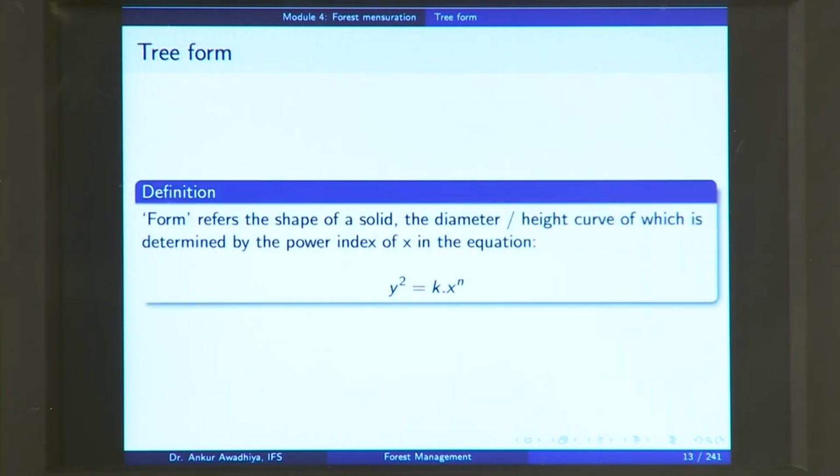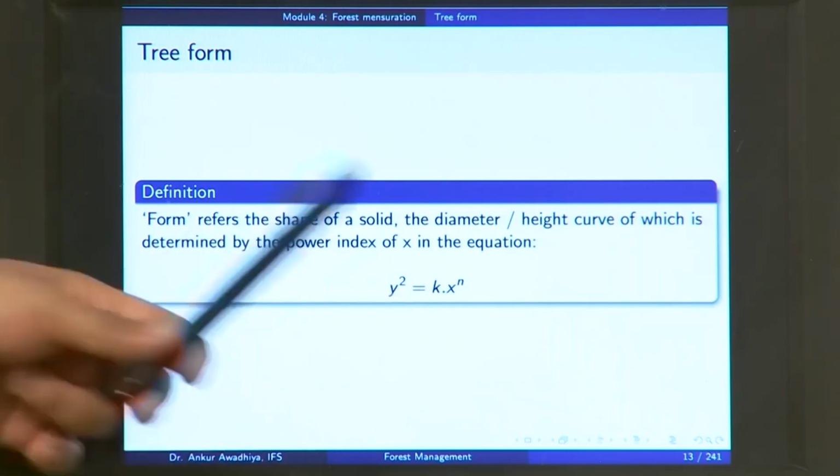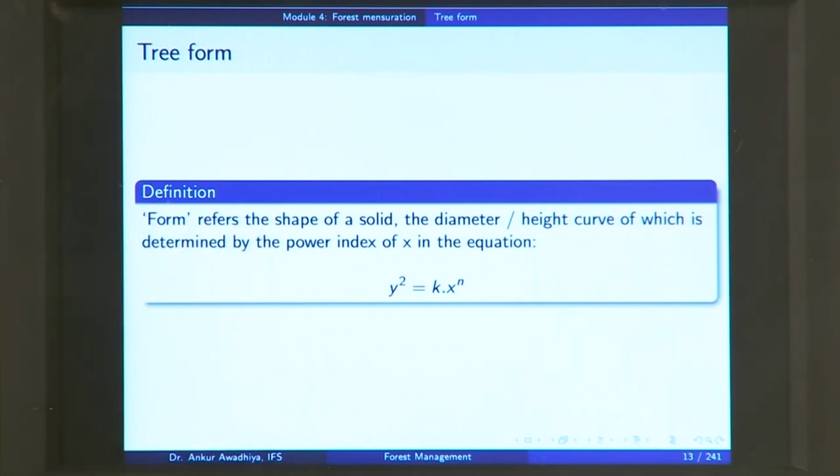Now, the shape of the tree is also known as the tree form. Form refers to the shape of a solid, the diameter or height curve of which is determined by the power of x in the equation y square is equal to k x to the power of n.